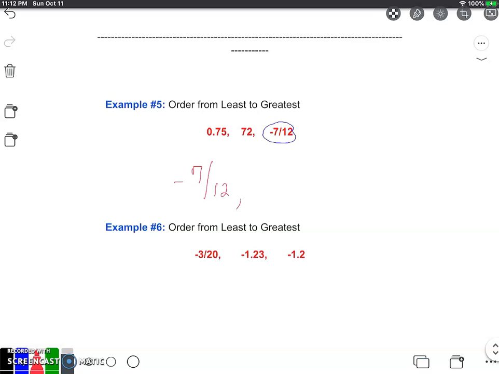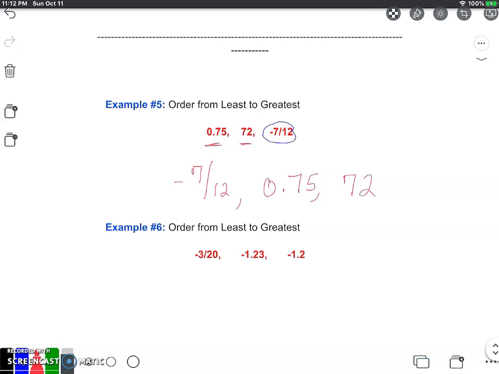And if I look at my other two numbers, I have 7.572 and 72. Well, 7.572 is not even a whole number, and 72 is a whole number. So that's the order that I will put those in. All right, that's the order.